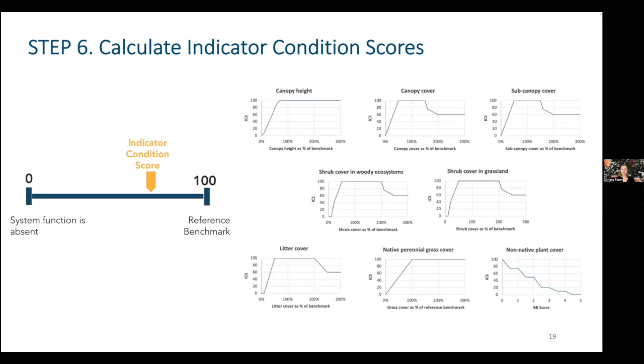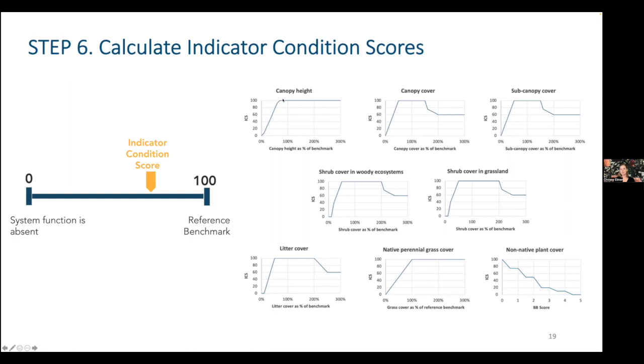And so for this method in particular, this is how these relationships look. And so you'll see on the x-axis that we've got the measured value as a percent of the benchmark value, and then the corresponding indicator condition score. So you'll see that if we had only 50% of the canopy height that was expected, so say our reference benchmark for a canopy was 20 meters, but we only measured 10 meters, then we would only be getting an indicator condition score of 50. And so that's generally how the indicator condition scoring works.